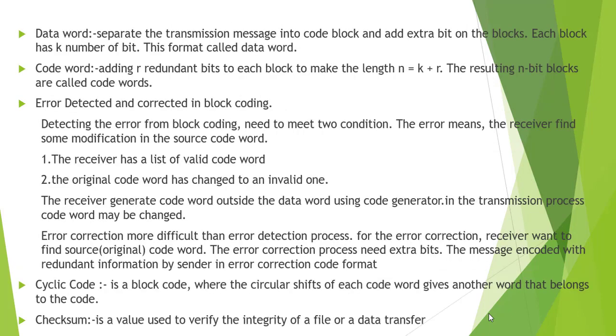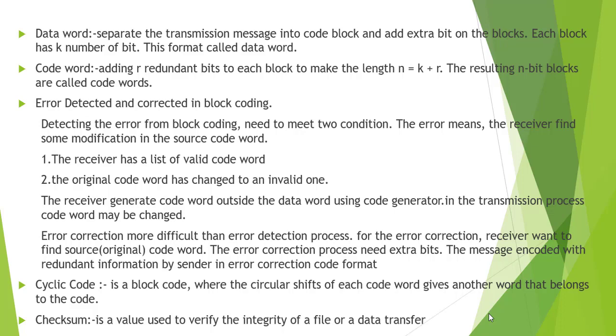Data word means separating the transmission message into blocks for coding and adding extra bits to the block. Each block has k number of bits. This format is called the data word. The code word means adding redundant bits to each block. So the total length of the block is n equal to k plus r. The resulting n-bit blocks are called code words.